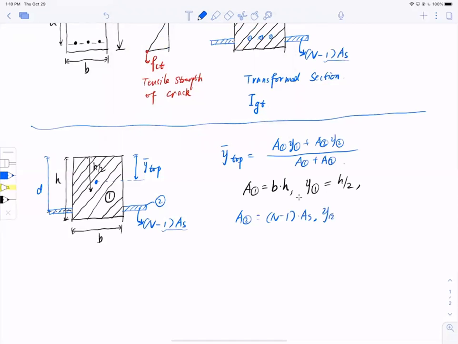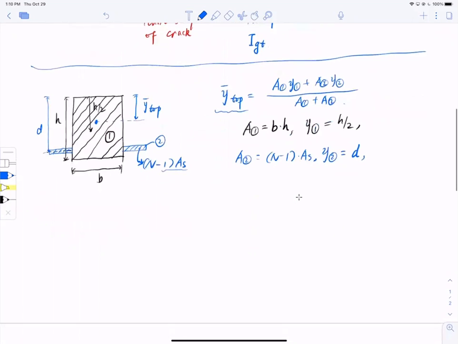Y2. What is y2? y2 is simply d, the distance between the center of the transformed little blue wings and the top. Then you can calculate your y top. Now to calculate the moment of inertia I_GT, we need I1 plus I2. I1 is the moment of inertia of area 1 with respect to the neutral axis. I2 is the moment of inertia of these blue wings with respect to the neutral axis.